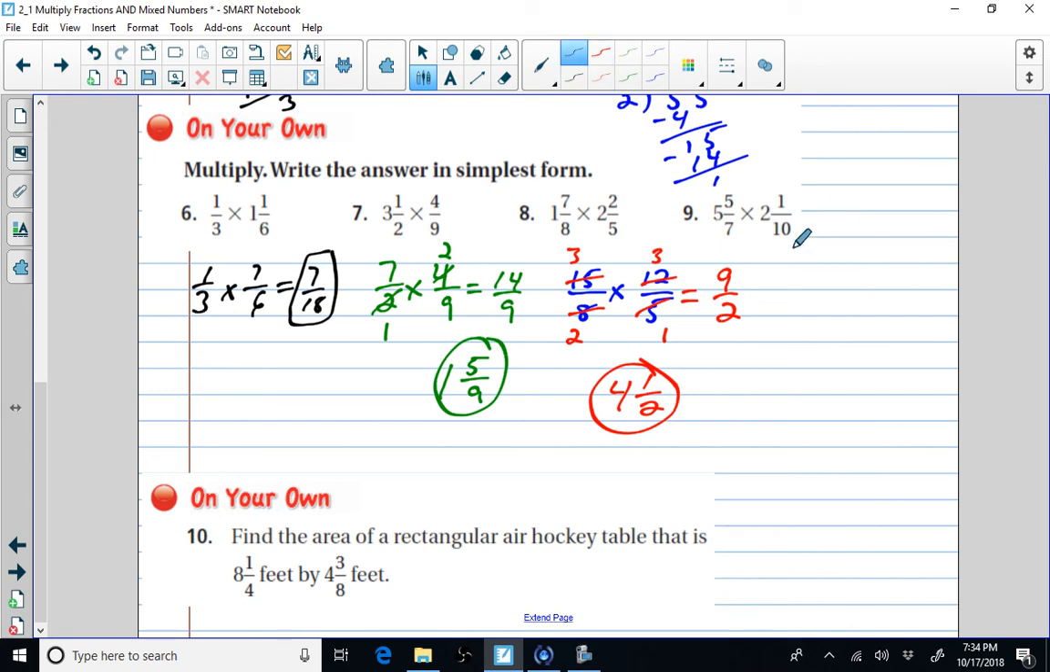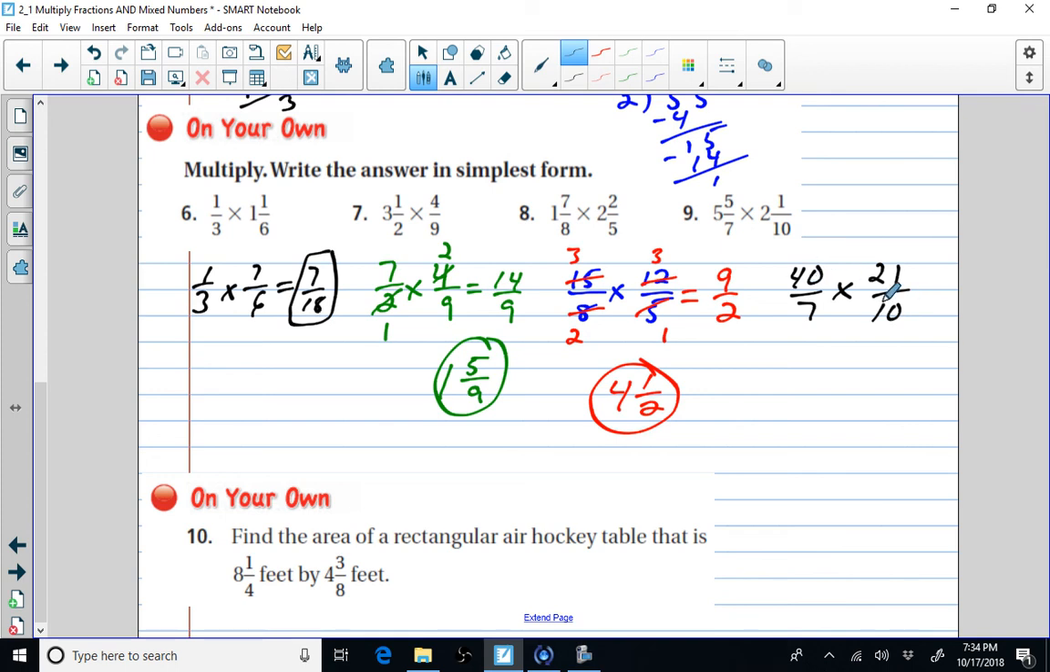Alright, and this last one here. 5 times 7 is 35. 35 plus 5 is 40. That's going to give us 40 over 7. 10 times 2 is 20, plus 1 is 21, over 10. Look at these numbers, real friendly. We could divide out everywhere.